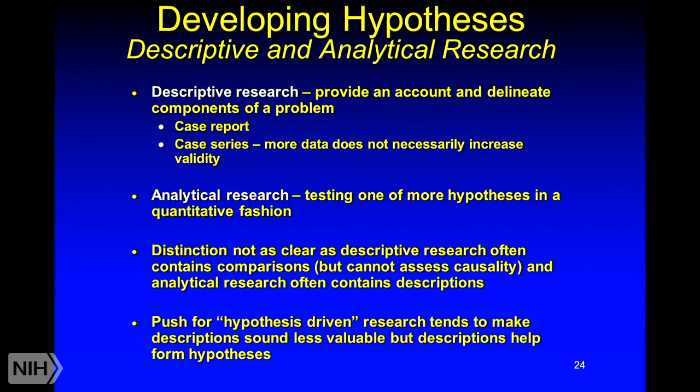So we already went through this. Descriptive research provides an account and delineates the components of a problem. So for instance, a case report. I was just on service in July, and we saw someone who was neutropenic after receiving cancer therapy. It happens all the time when people get cancer chemotherapy. But this person developed epiglottitis. I don't know if you folks know what that is. Epiglottitis is what people think killed George Washington, but it usually was a child disease.